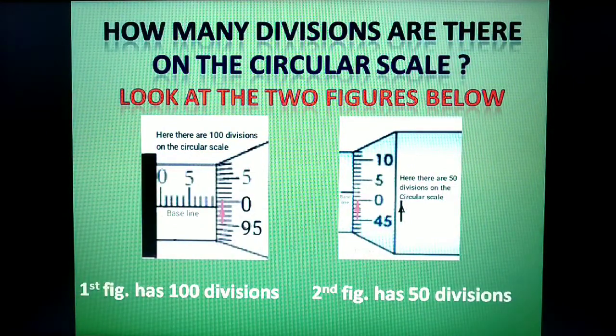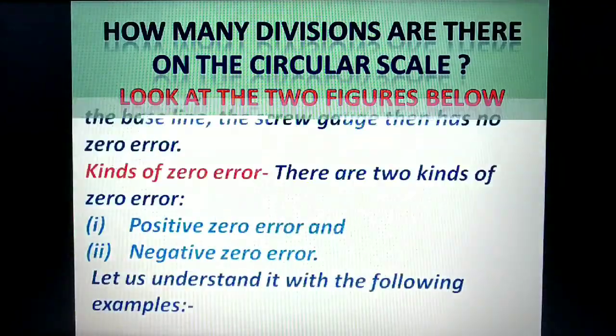Now in the figure, how many divisions are there on the circular scale? Look at the two figures below. The first figure has 100 divisions. You can see from 95 you count, 95, 96, 97, 98, 99, and from 99 to 0 it is 100. In the second figure there are only 50 divisions. You can see from 45, 46, 47, 48, 49, and from 49 to 0, 50. So the second figure has 50 divisions.